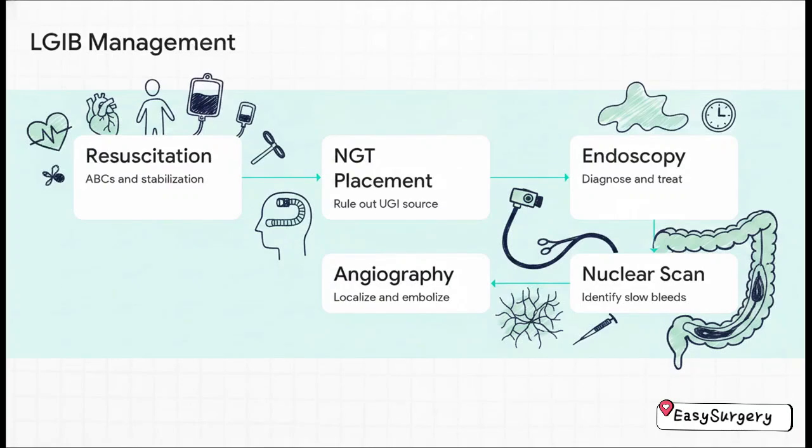Now follow this algorithmic logic for massive lower GI bleeding. Never, ever rush straight to the scanner. Always stabilize hemodynamics first. Focus on your ABCs. Then you place a nasogastric tube. Why? To rule out a brisk upper GI bleed that's just masquerading as a lower one. Only after you do that should you proceed down the diagnostic cascade. You go from endoscopy or colonoscopy to a tagged RBC nuclear scan for those slower bleeds, and finally to mesenteric angiography for precise localization and embolization.